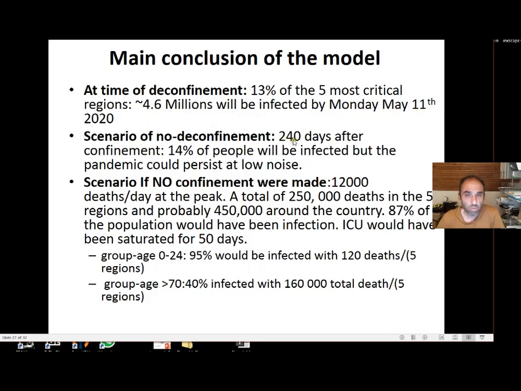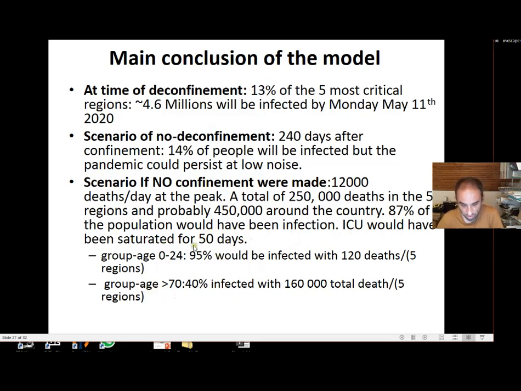The scenario of deconfinement, 240 days after confinement, if the population is not deconfined, 40% of the people will be infected, but the pandemic could persist at low noise. Scenario of no confinement: if there was no confinement, this would have led to a drastic number of deaths, 12,000 deaths at the peak, a total of 250,000 deaths in the 5 regions, which would probably be equivalent to 450,000 around the entire country. 87% of the population would have been infected, and ICU would have been completely saturated for 15 days.